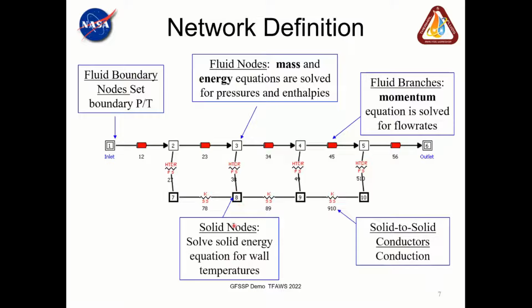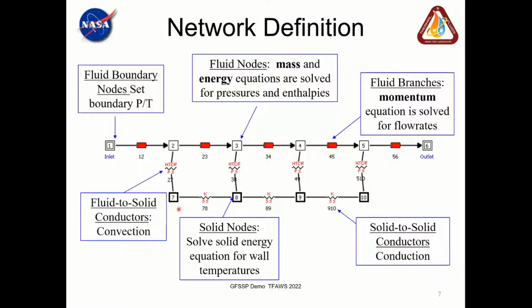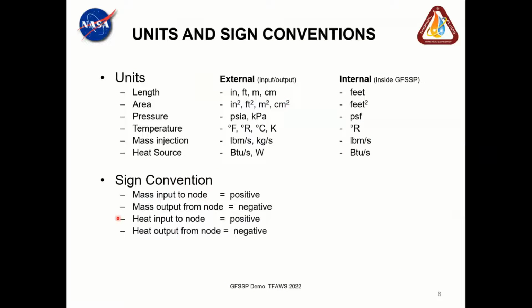And of course, when you are constructing a solid node network, you have to have a conductor, which is a solid-to-solid conductor that essentially handles the conduction heat transfer. And then you also need a conductor which connects the solid node and the fluid node. That's what's called the fluid-to-solid conductor, where you specify the heat transfer coefficients.